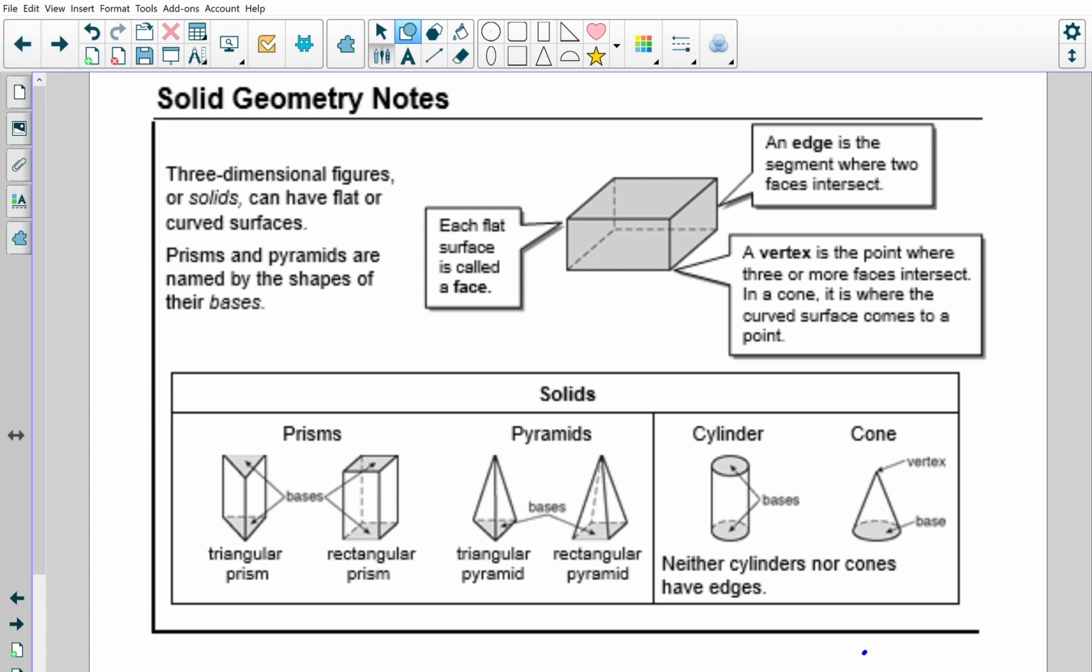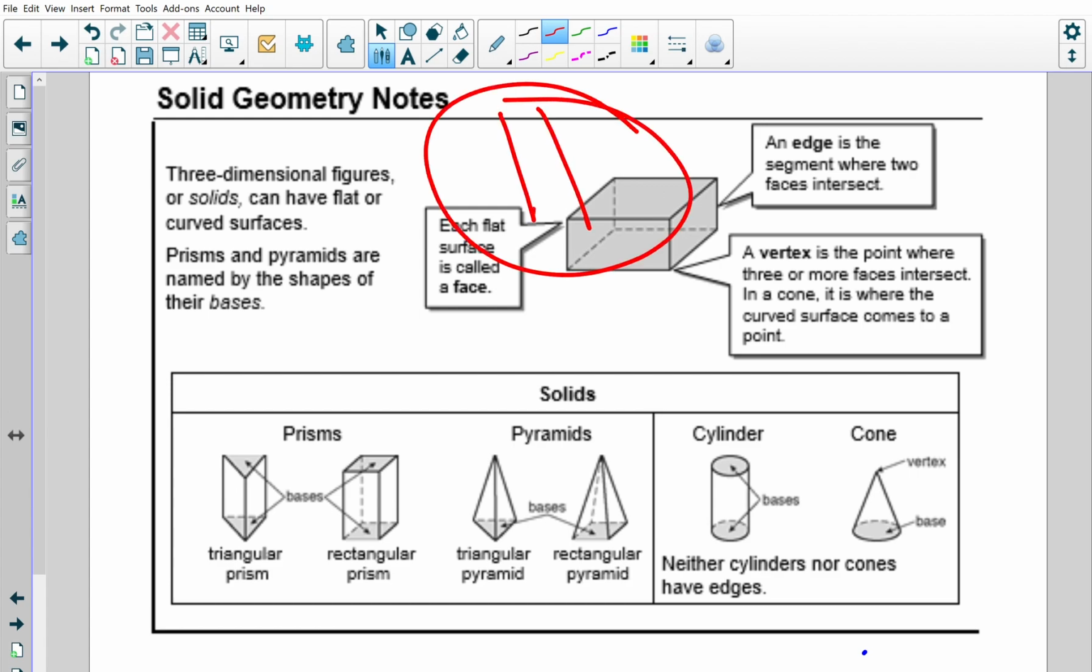This is chapter 11. We're moving into solid geometry. We've talked a lot about this already in some fashion or another, but this first section's just terminology, pretty basic stuff. So jumping right in, we're talking about three-dimensional figures.